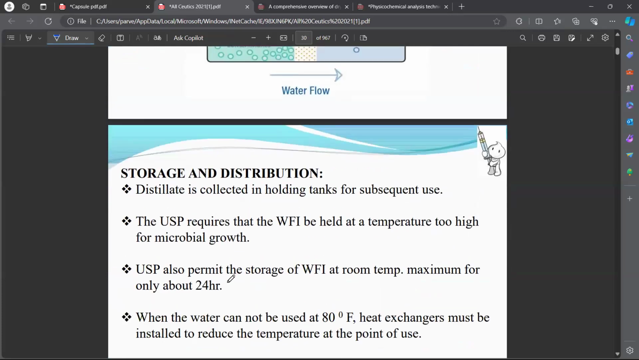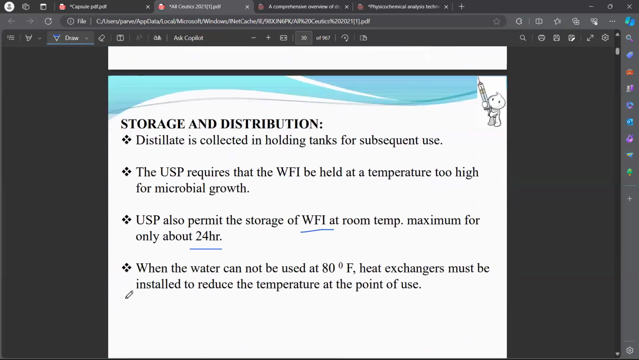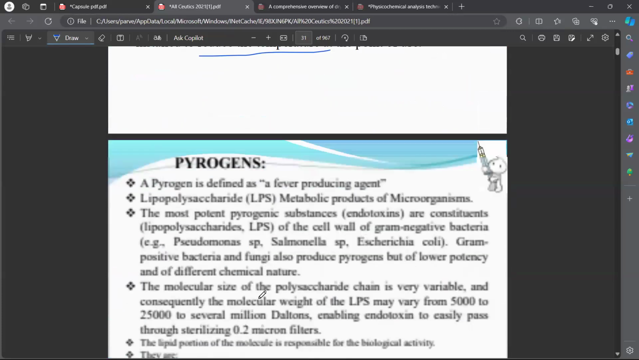So USP permits storage: when you prepare the water for injection, it should be used within 24 hours. And when the water cannot be used at 80 degrees Fahrenheit, a heat exchanger must be installed to reduce the temperature at the point of use.